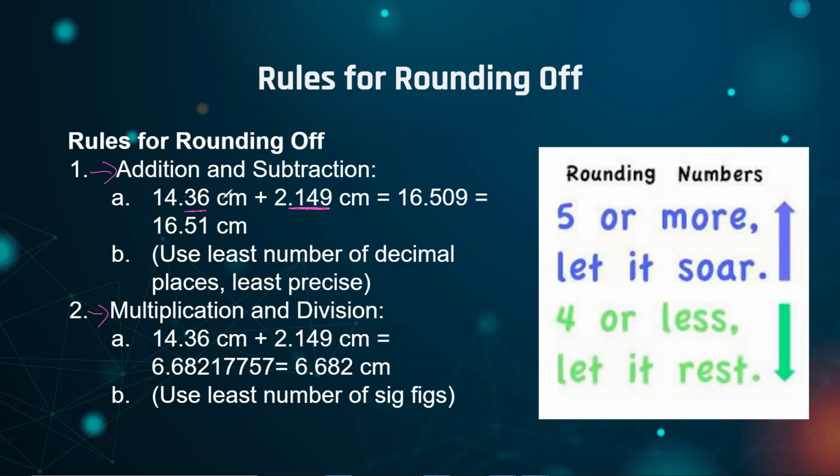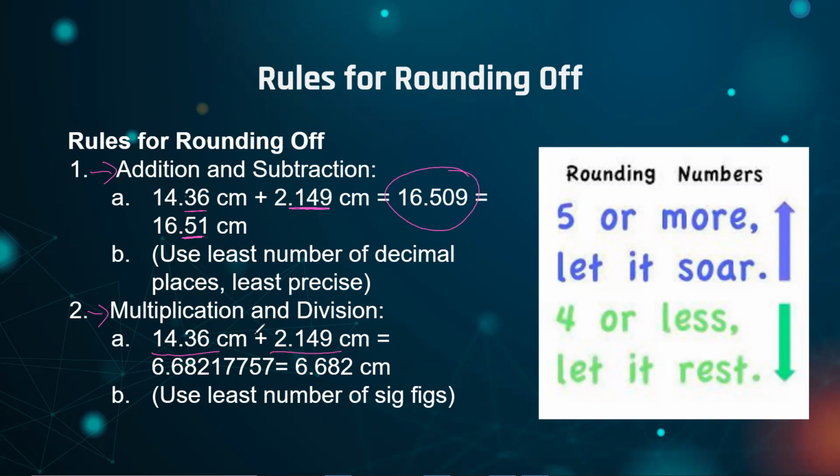So 14.36 has 2 decimal places after it. 2.149 has 3 decimal places after it. So once we do that addition, we're going to round off our answer to 2 decimal places. Versus with multiplication and division, we count all the sig figs in both numbers. 14.36 has 4 significant figures. 2.149 also is going to have 4 significant figures.